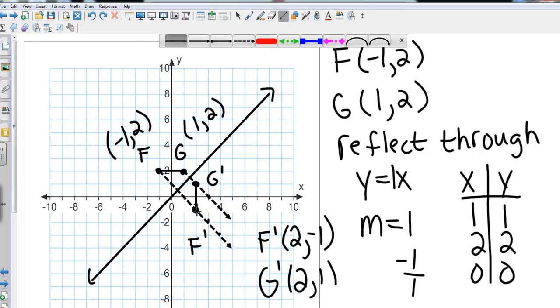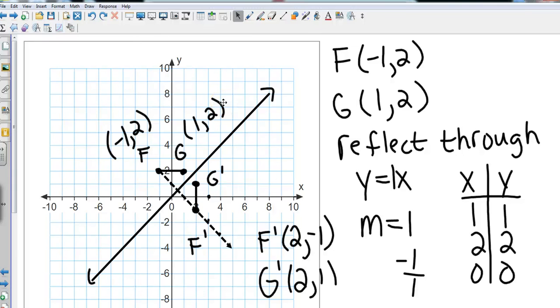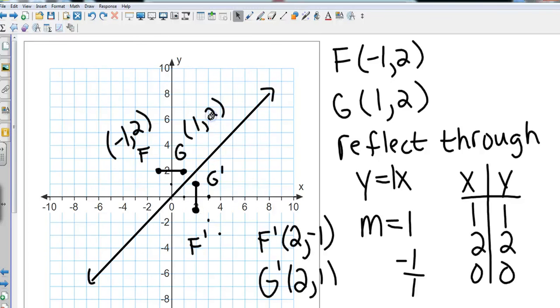And so what I'm going to do now is kind of clean this mess up a little bit. I'm going to take these out of here. Excuse me, sorry about that. And then that shows a little better representation of f prime and g prime.